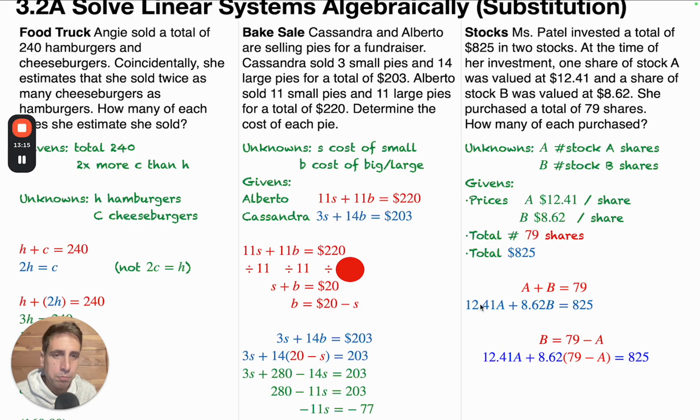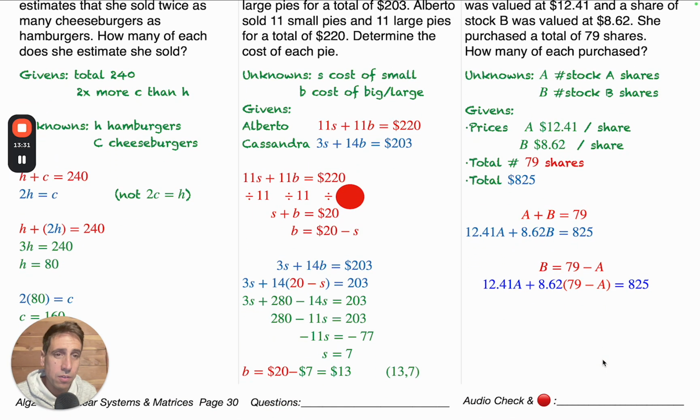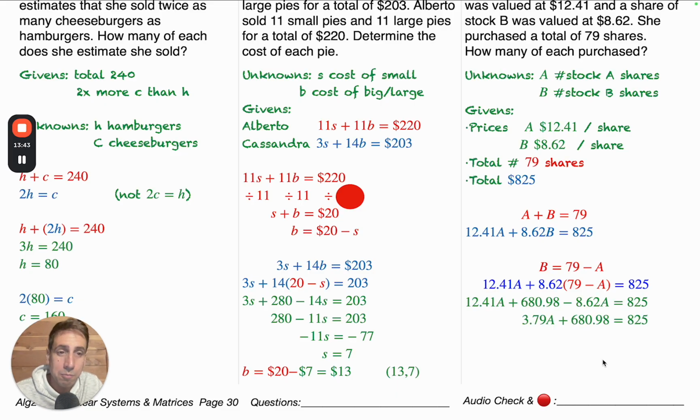I'm going to write the next equation, the total dollar equation, here, and instead of writing B, I'm going to write what B is equal to. I know that B is equal to 79 minus A, so instead of writing B, I'm going to write 79 minus A in parentheses. Very important. Like I said before, it might look more complicated, but it's actually great because it's only one equation and one unknown. I'm going to distribute. I'm going to combine like terms.